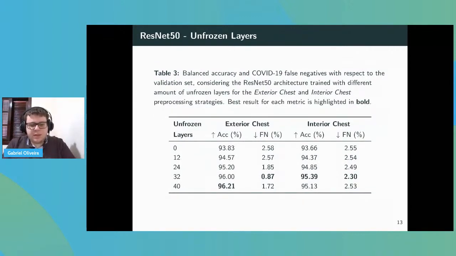So with the two configurations, exterior chest and interior chest preprocessing, we applied the ResNet 50 with different number of unfrozen layers. So we used 0, 12, 24, 32, and 40 unfrozen layers. And again, we used the balanced accuracy and the false negative rate for COVID-19. And here, the best result, considering the false negative rate of COVID-19, was using 32 layers and exterior chest for ResNet 50. So with that, we made the third experiment.